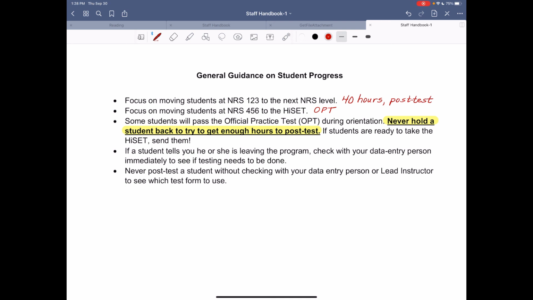If the student takes an 11M TABE on math, the post-test will be a 12M TABE. You cannot give the same test form back to back. The same is true with the OPT. If your student takes OPT 8, next time you have to give him OPT 9 or OPT 7, whichever ones are in play. You just cannot give them the same form back to back.